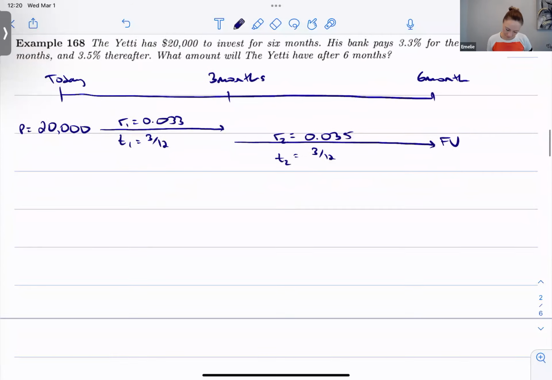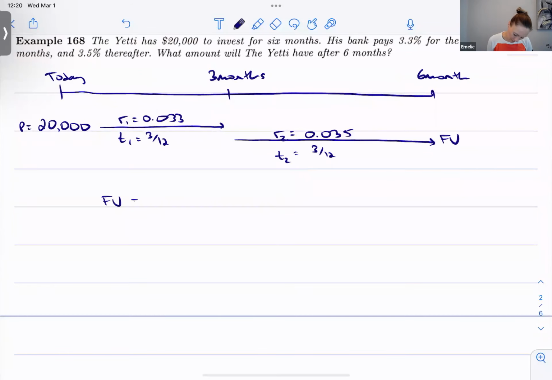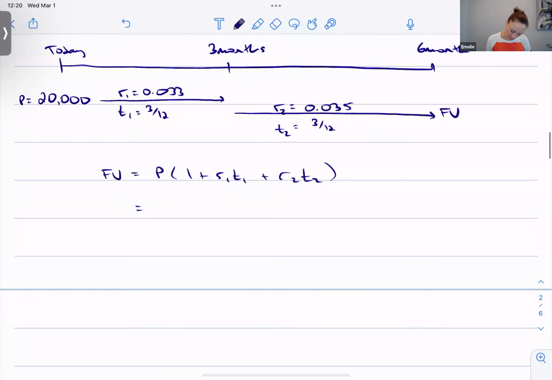So the future value is P times 1 plus R1 T1 plus R2 T2. $20,000 times 1 plus 0.033 times 3/12 of a year plus 0.035 times 3/12 of a year.